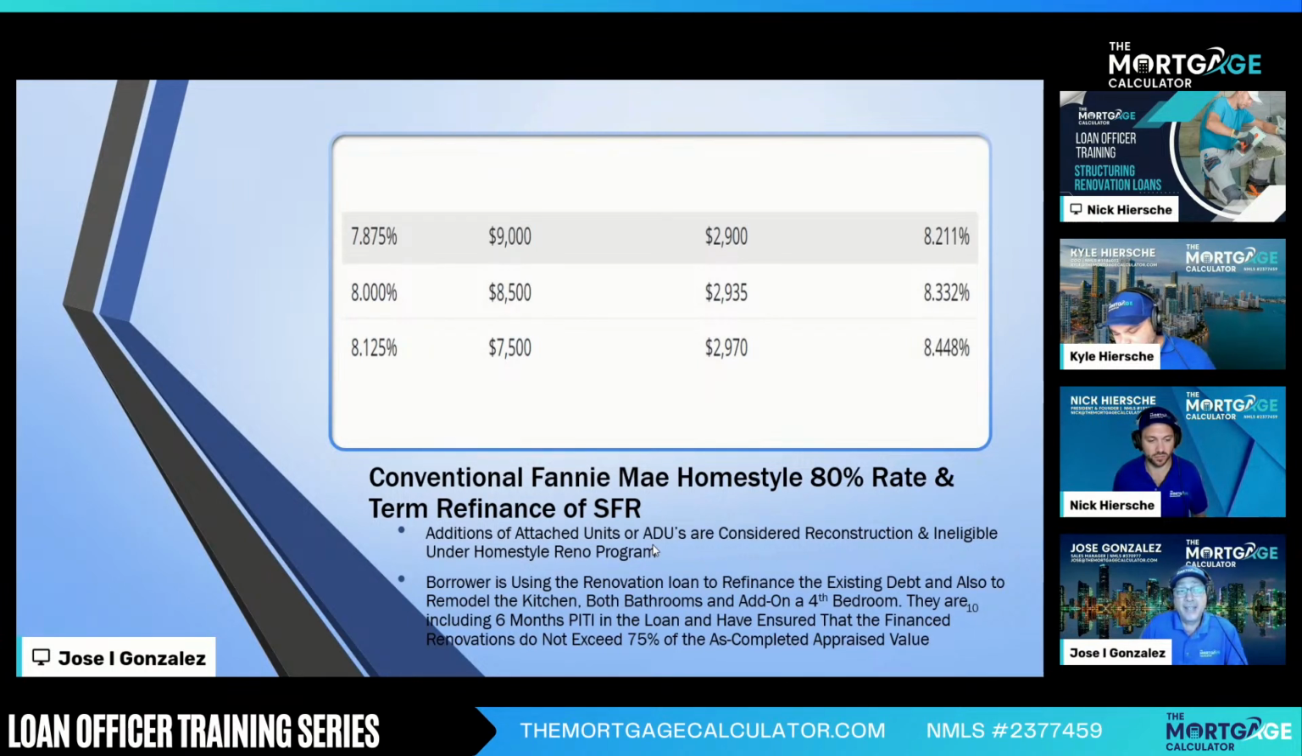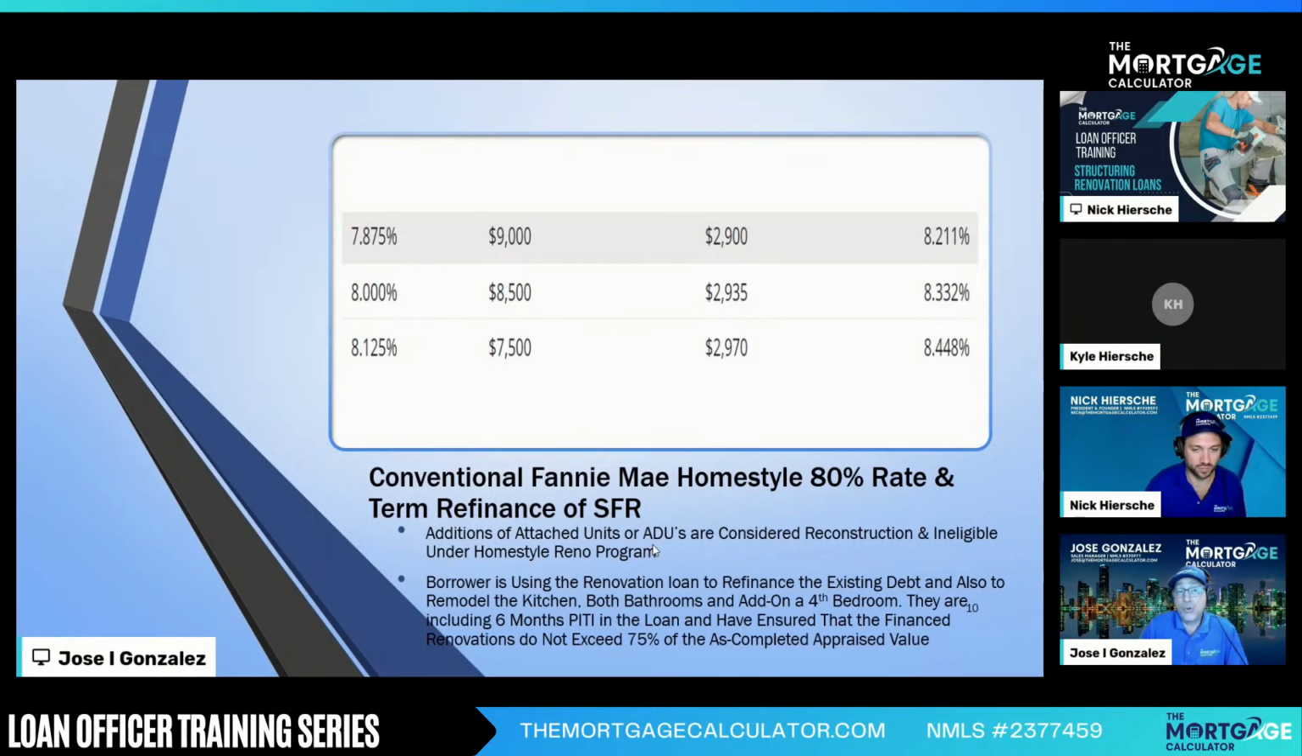They're also including 6 months of PITI in the loan. And they've also ensured, again, there's a catch on this one, that the financed renovations do not exceed 75% of the as completed appraised value. And here you're looking at 8.125 as your lowest cost option, and 7.875 lowest rate option. So this is our Fannie Mae HomeStyle, maxing it out at 80%. Our HomeStyle.